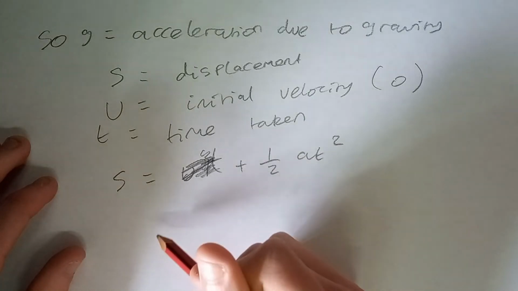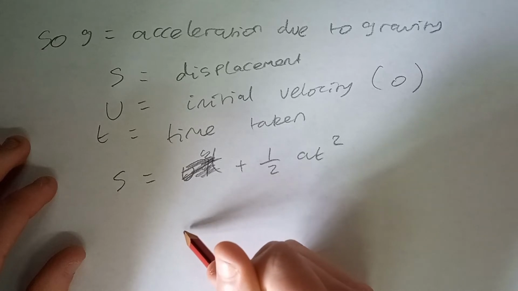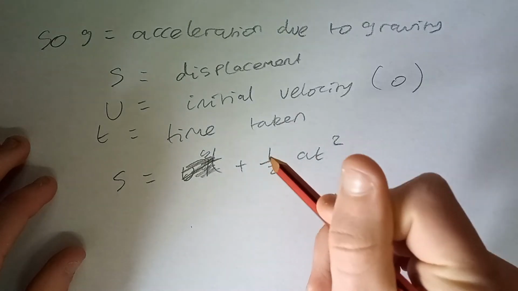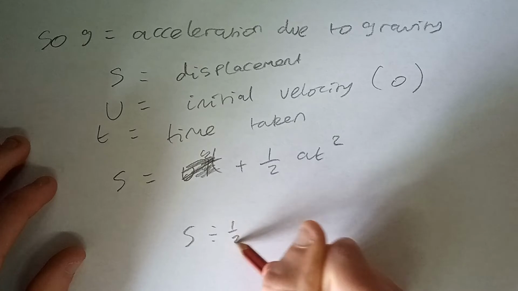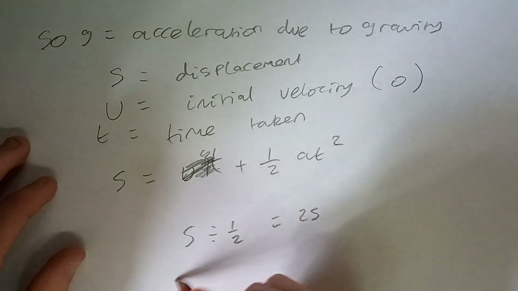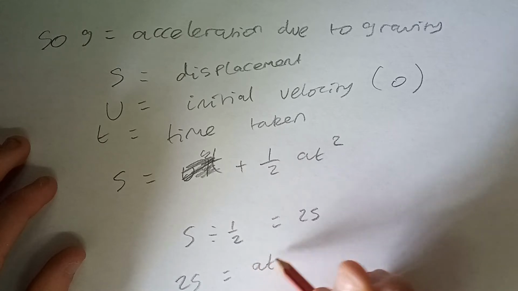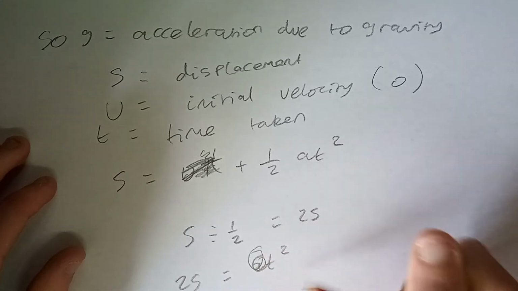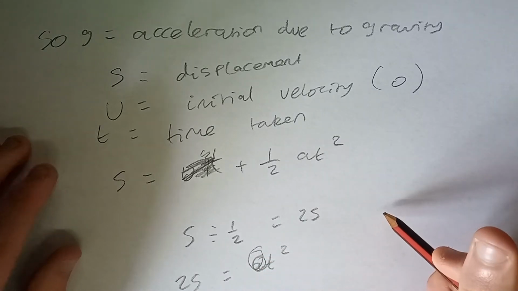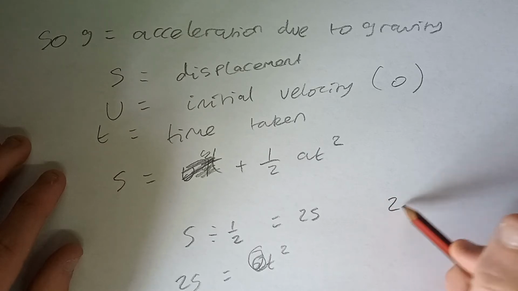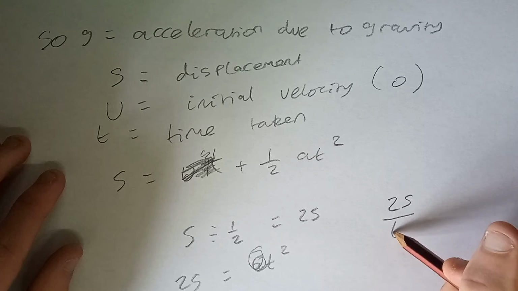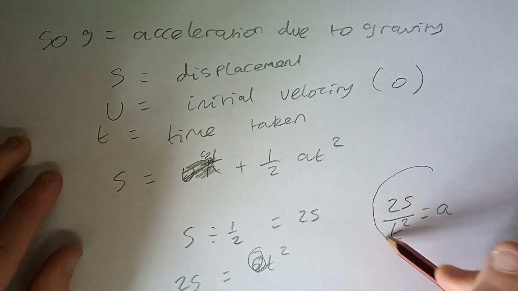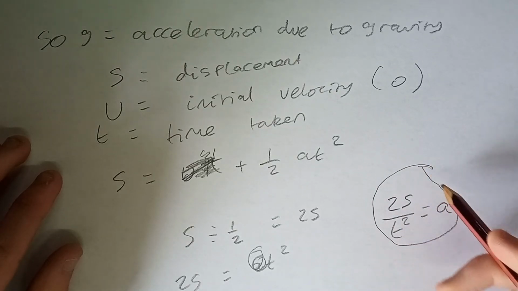So we then divide s by a half, so 2s. So we have 2s equals at squared. Now we're trying to get a. I can't really circle things properly because I'm looking through the camera to do this. So we then need to do 2s over t squared equals a. And that is how you calculate the acceleration due to gravity.